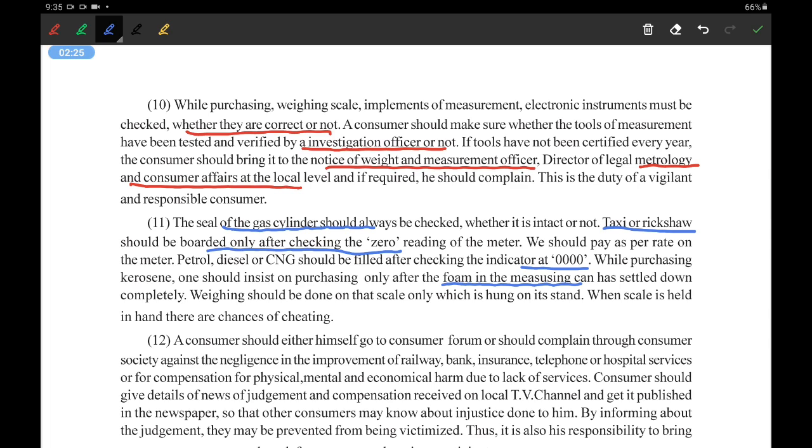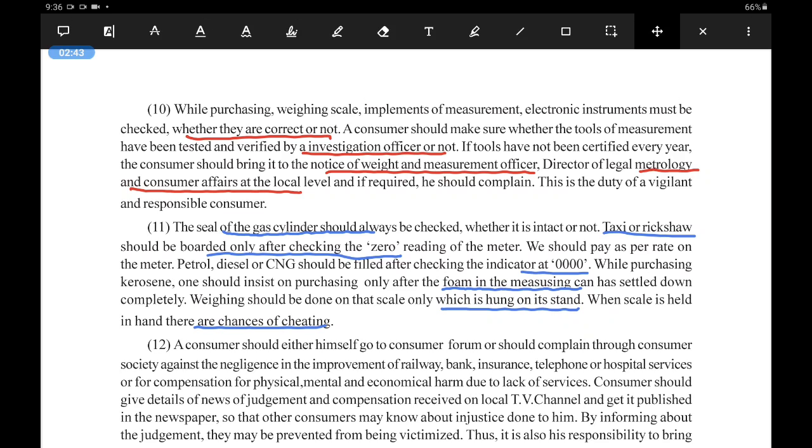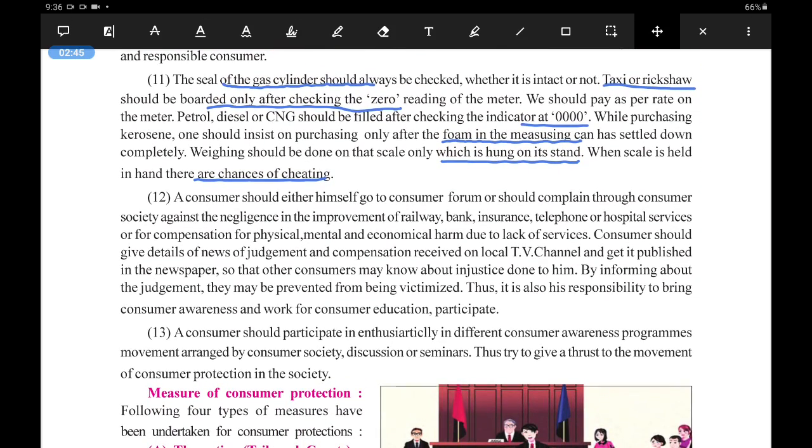Let it settle down completely. Weighing should be done on the scale which is hung on its stand. We should always go for a scale which is hung on the stand and not any other kind. When the scale is held in hand, there are chances of cheating. Most of the time we are shown a wrong way, and that's why we should be very aware about it.